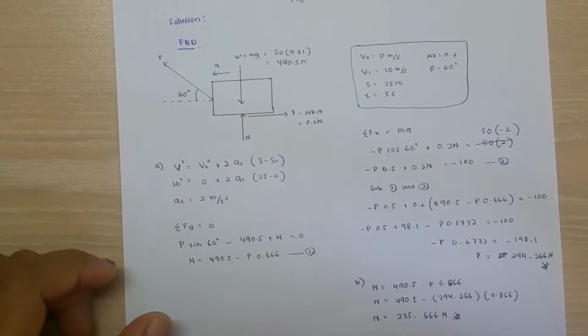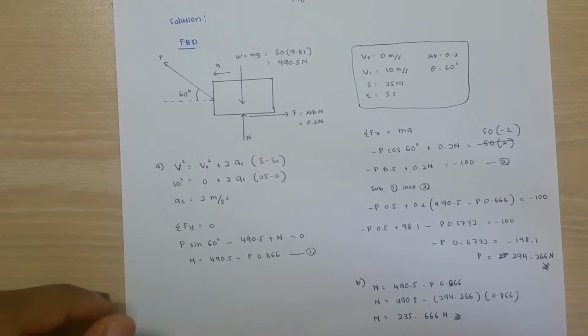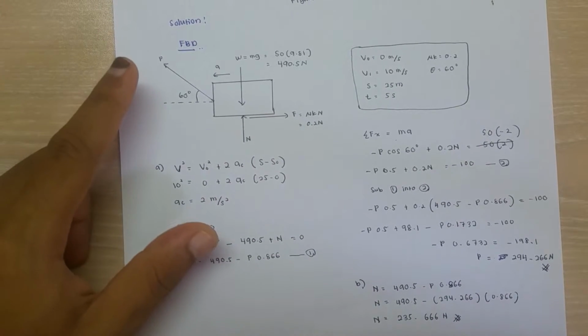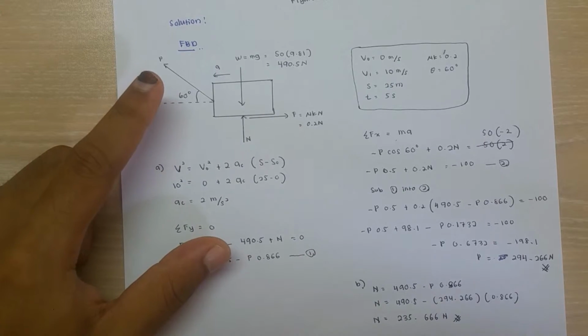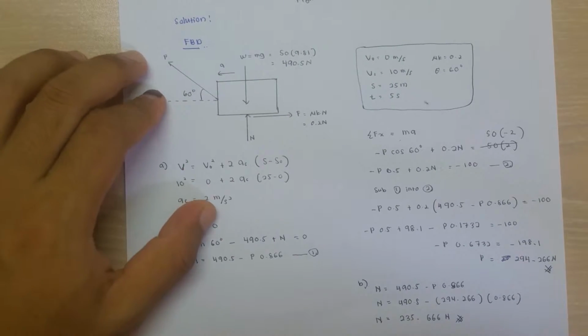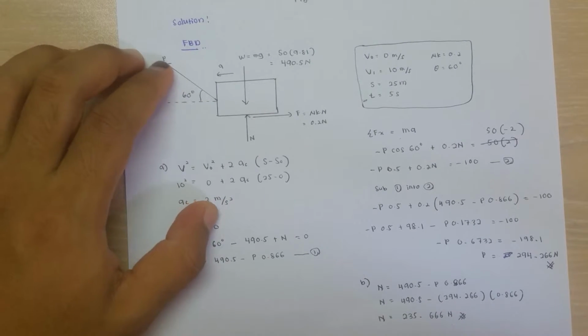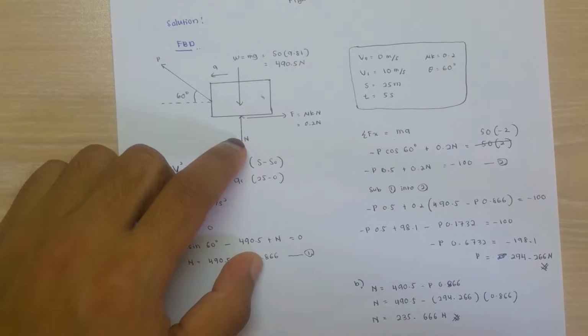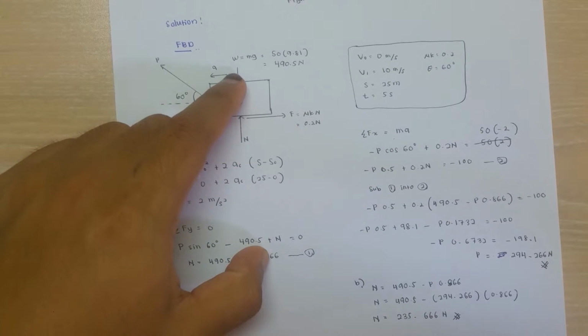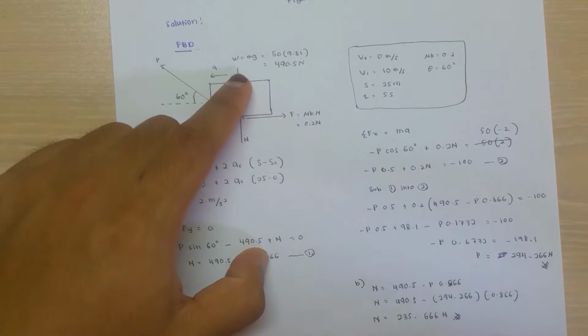So this is the answer for question 5. The first step we need to do is draw the free body diagram. From the given figure, we can draw the FBD like this. This is the force P, this is the normal reaction, and this is W, which is mass times gravity.